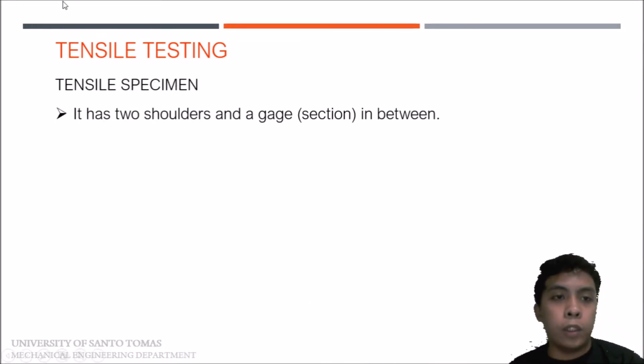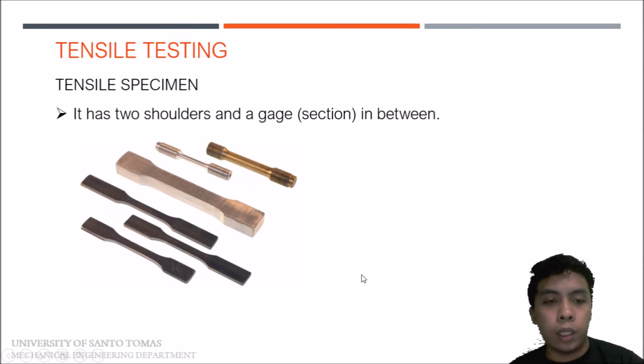Next, let's talk about tensile specimen. Yung specimen yung object na ginagamit natin para pag-aralan using a machine, specifically with tensile testing application. So basically, it has two parts, which are shoulders and gauge. So ito ang itsura niyan.